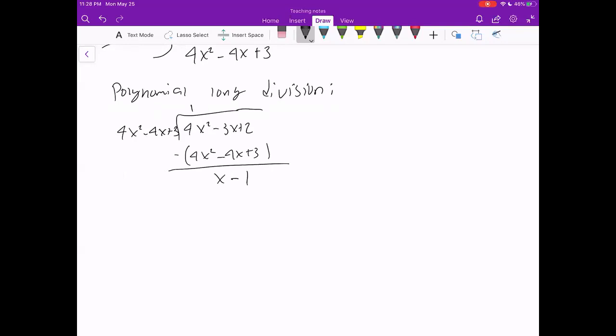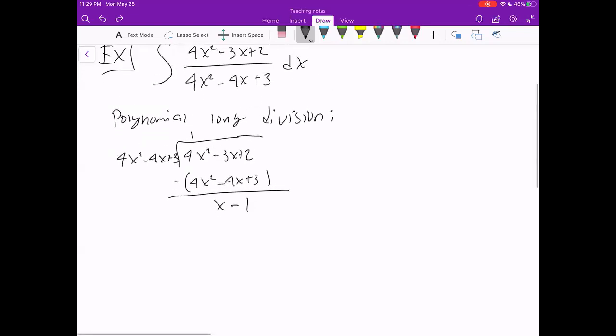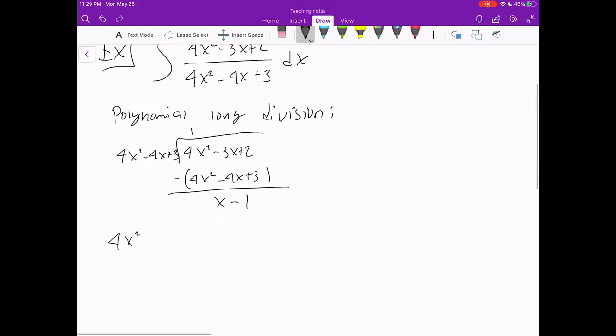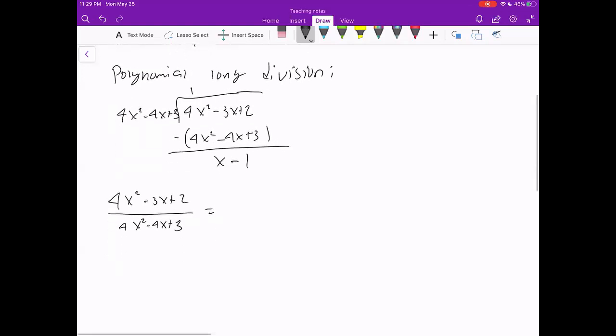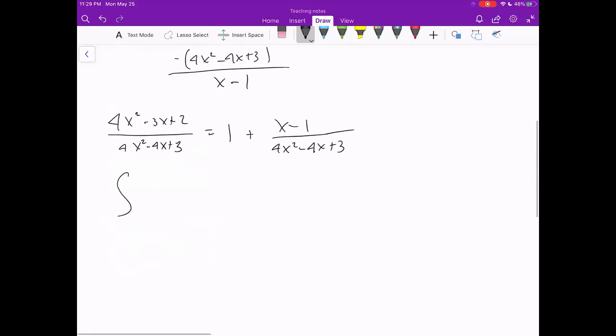And now I have to stop because the degree of the remainder is less than the degree of the divisor. So I stop and I can't go any further. So we have that 4x squared minus 3x plus 2 divided by 4x squared minus 4x plus 3 is equal to 1 plus the remainder divided by the divisor. And now I can try to do this integral. So this is the integral that I'm left with.